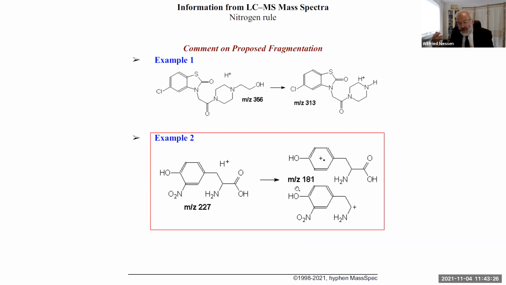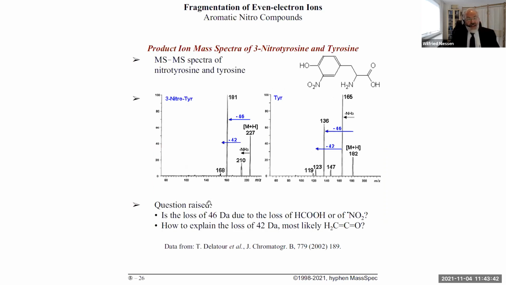Since we are moving towards the end of the course, we have to clear our loose ends. One of the loose ends is related to the loss of 46 from the nitrotyrosine. So let's look into this. If we compare the spectrum of the nitrotyrosine with that of the tyrosine, we see the loss of 46 in both cases, perhaps suggesting that in both cases we see the loss of formic acid. But of course we cannot be sure, because it might be that in the nitrotyrosine the loss of the NO2 dot is much easier.